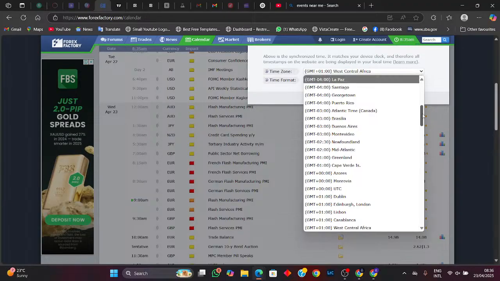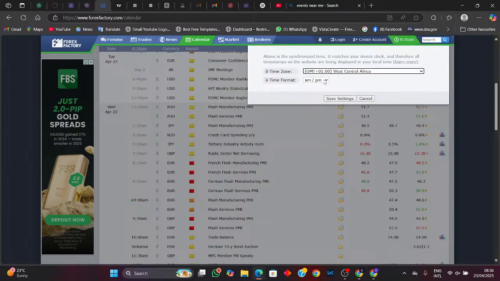Right now I'm in West Africa, Nigeria, so I want GMT plus one, and I want it to be on that. Make sure you toggle this to what suits you. If a 24 hour time suits you, you select that. If you want your hours in just the basic timing, you put this. Right, so I'm just going to leave it like that.